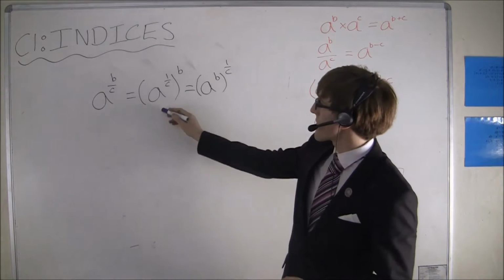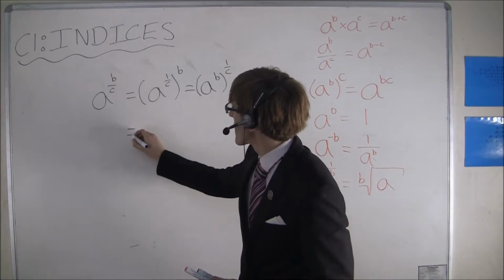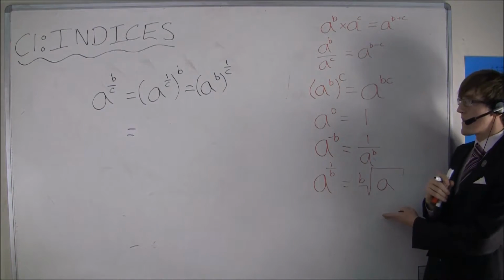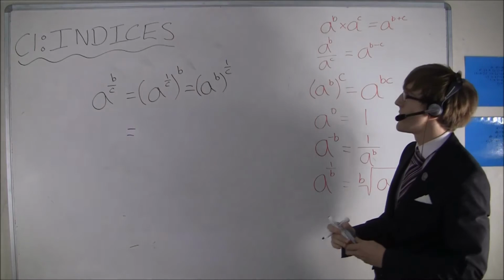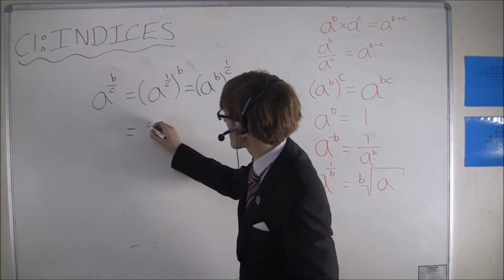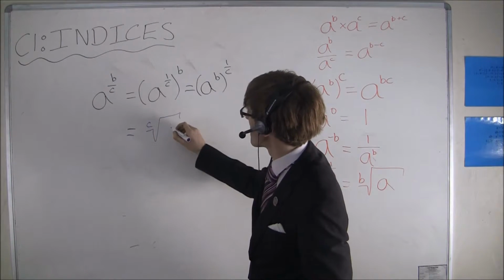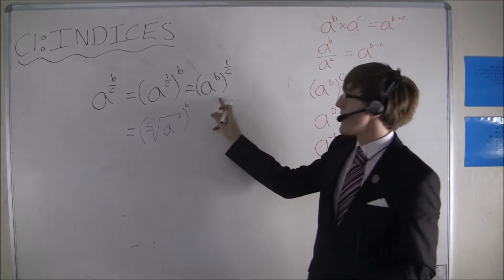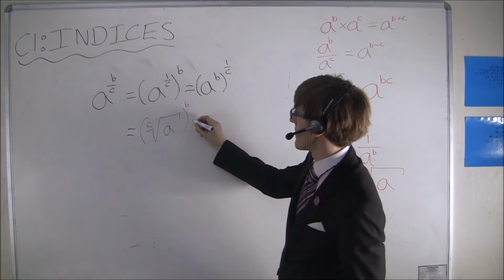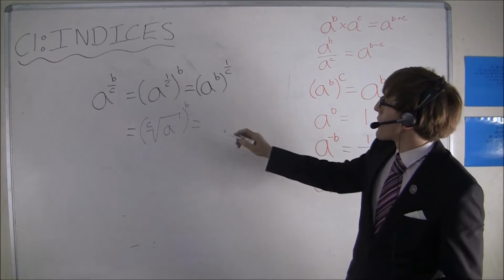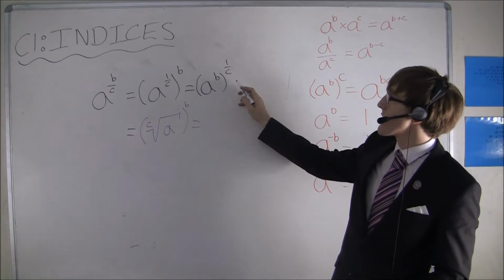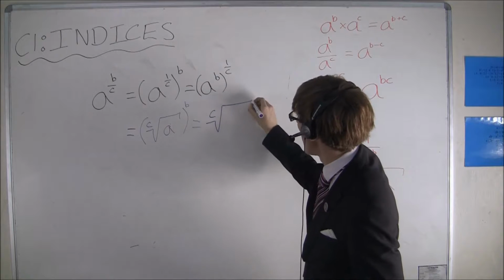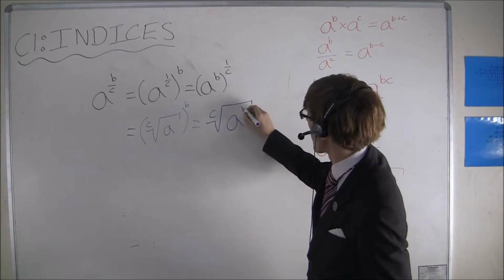So, if we take this version, then we know that a to the power of 1 over c, according to the rule that we just showed, is equal to the cth root of a, and then if we raise all that to the b, we simply get the cth root of a all to the power of b. Whereas if we use this version, we get a to the power of b and the cth root of all of that. So this is simply equal to the cth root of a to the power of b.